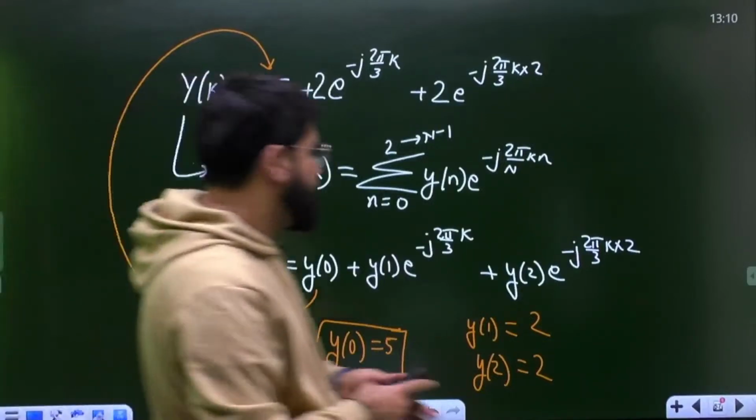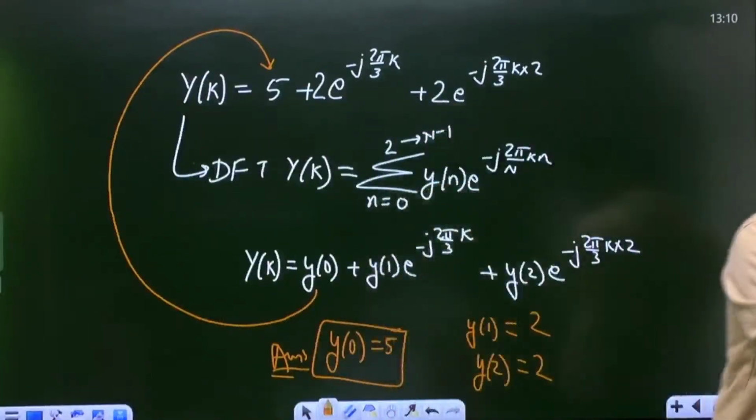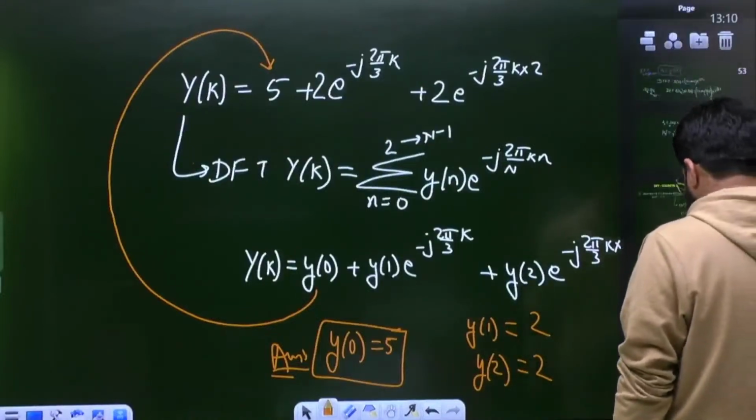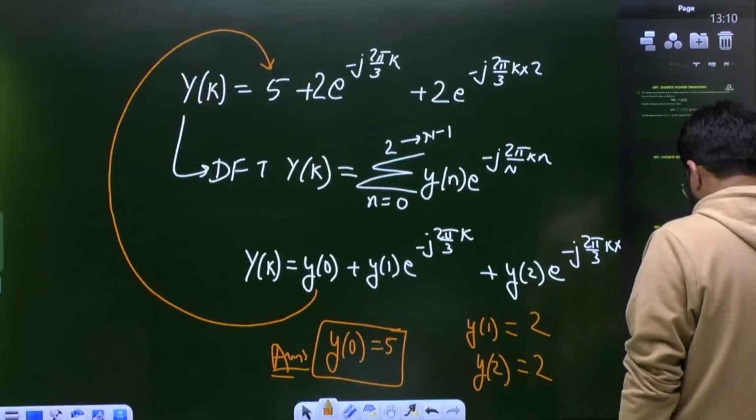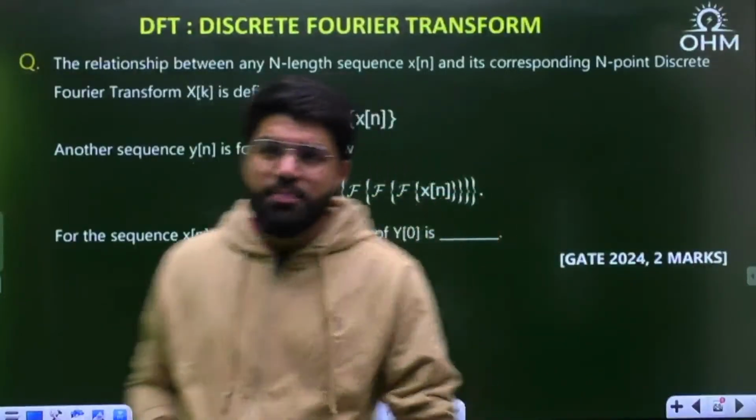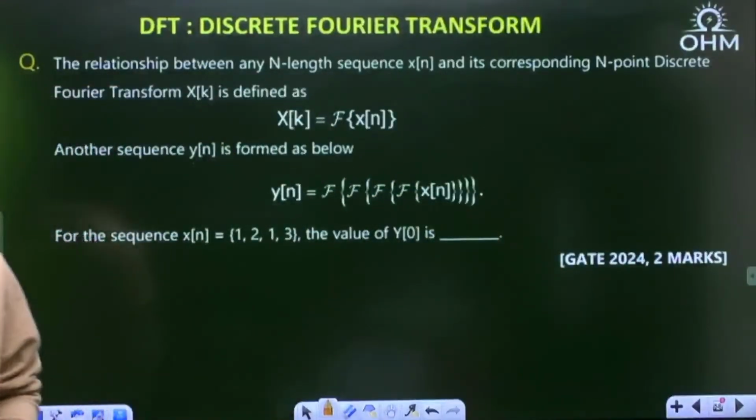Okay, fine. Next question. Just the previous year, GATE 2024. Good question for 2 marks.